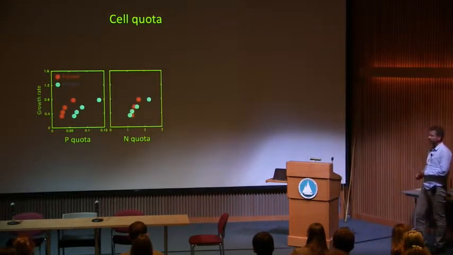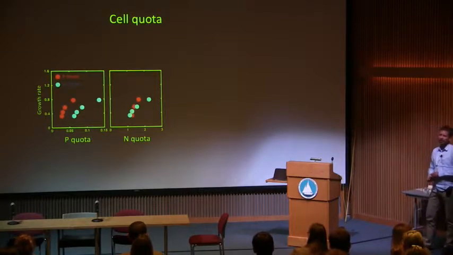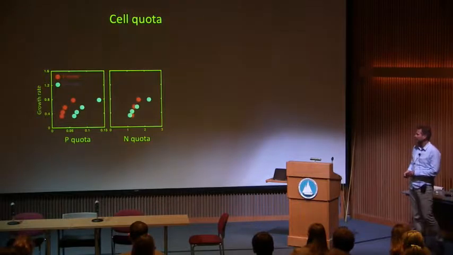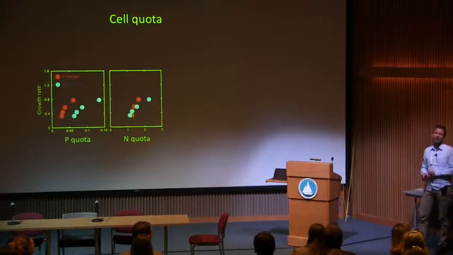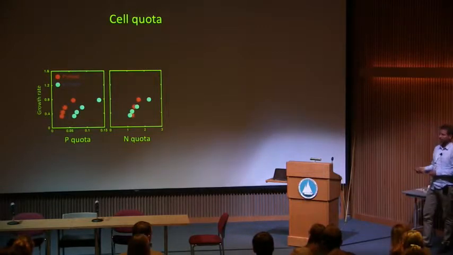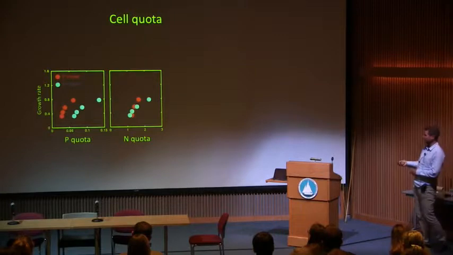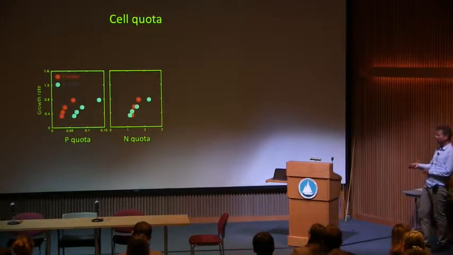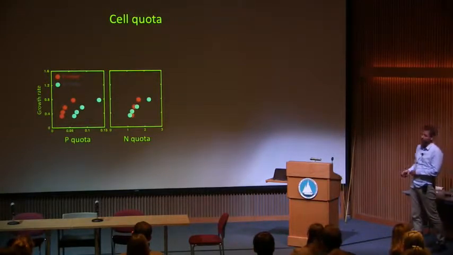When we look at N limitation, we see a much smaller effect in Synechococcus. Actually, N limitation had a very small effect on the N quota. And to me, that suggests that there's low potential for nitrogen storage in Synechococcus, at least. But again, we also see general support for a Droop-like model.